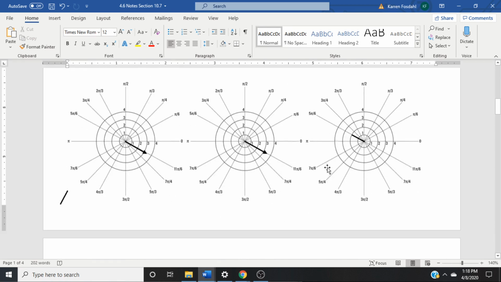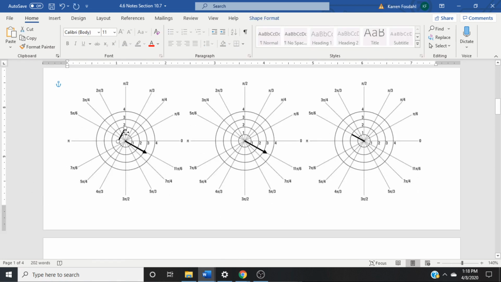Whoa! Zoomed out so far, we went to the beginning.